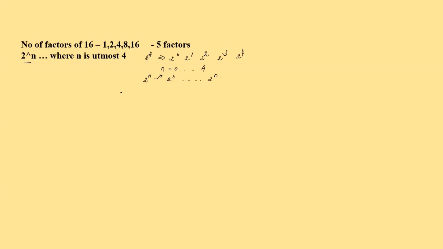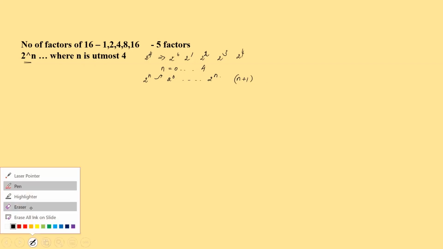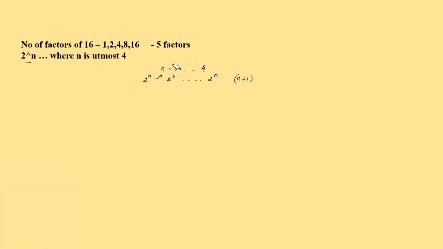So how many factors will be there? You can always say that from 1 to n there will be n factors, and including the 0 there will be 1 extra factor. So there will be a total of n plus 1 factors. Correct. So what I can also say is, I can just generalize it: any number in the format a to the power n, where a is a prime number, will definitely have n plus 1 factors.